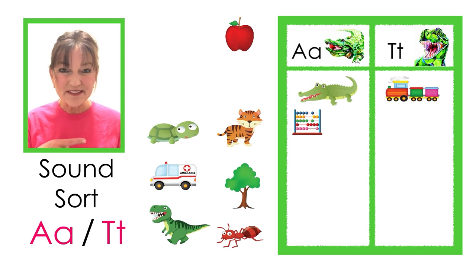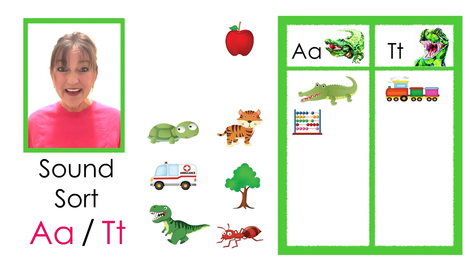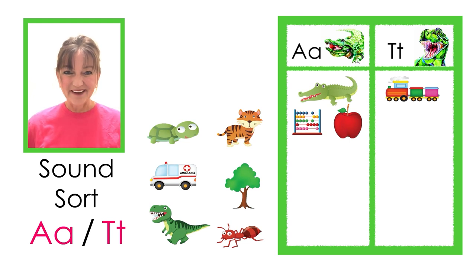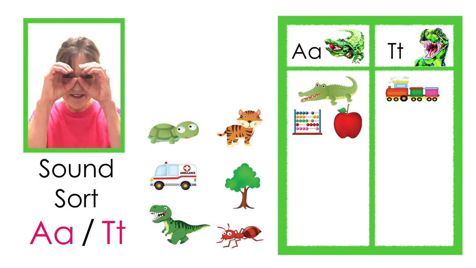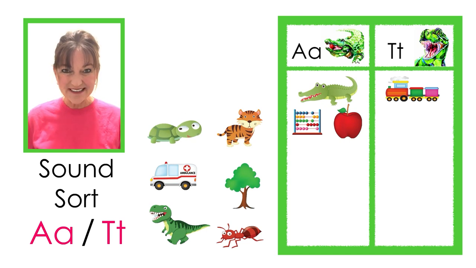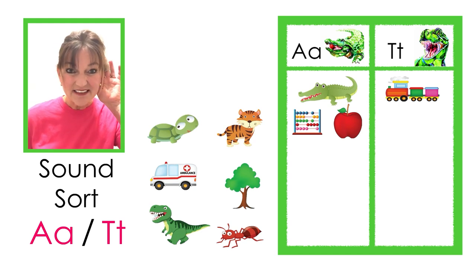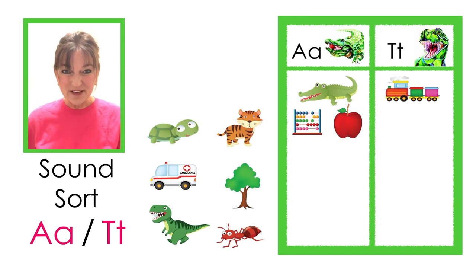1, 2, 3. What do you see? An apple. We know the apple because an alligator ate an apple. It begins with A. Apple. Okay, here we go again. 1, 2, 3. What do you see? Do you see the turtle? Turtle. Listen carefully. Turtle. Yes, it begins with T.